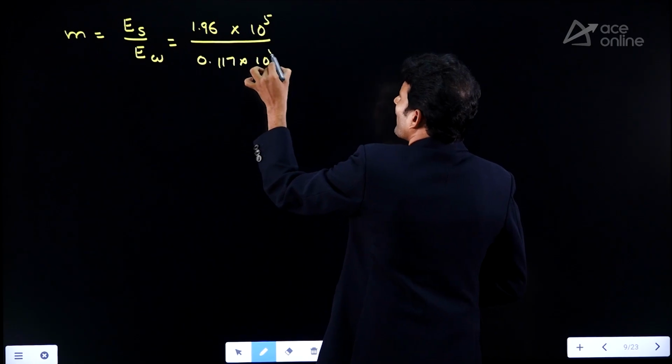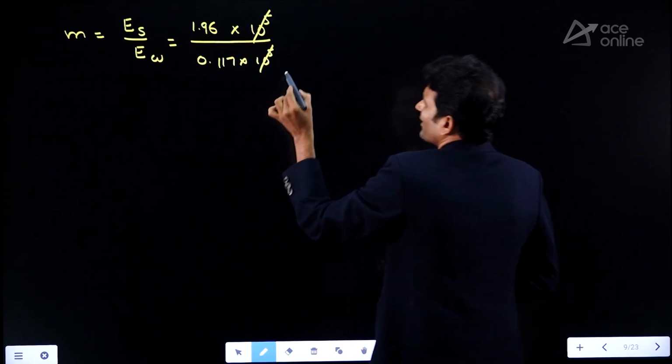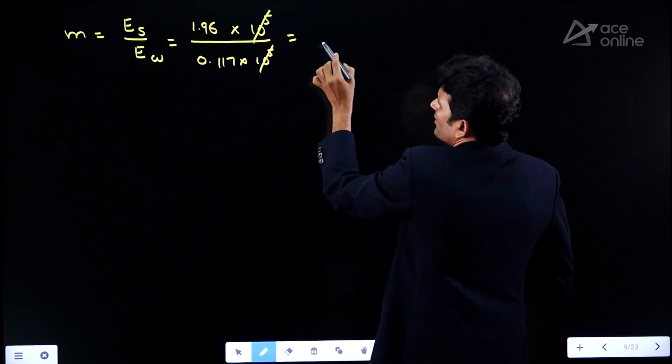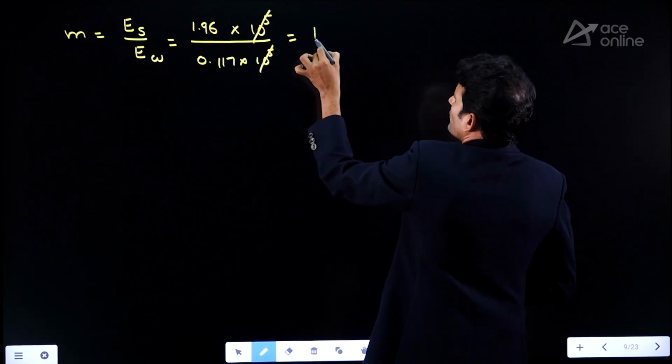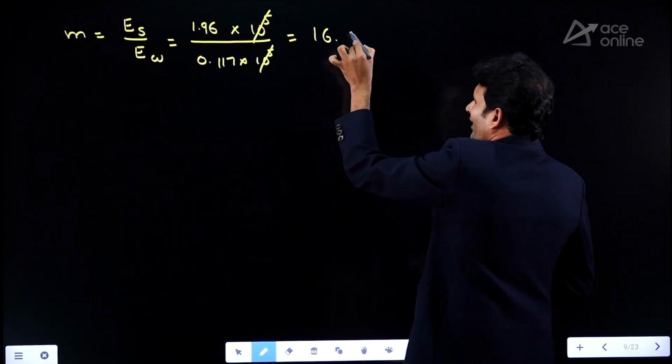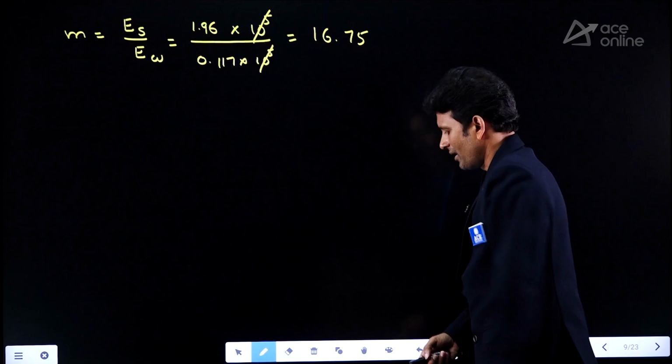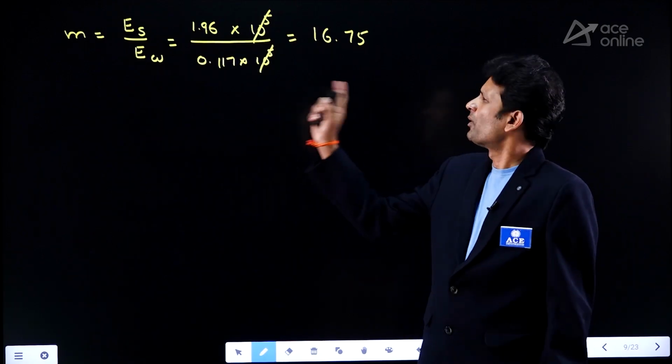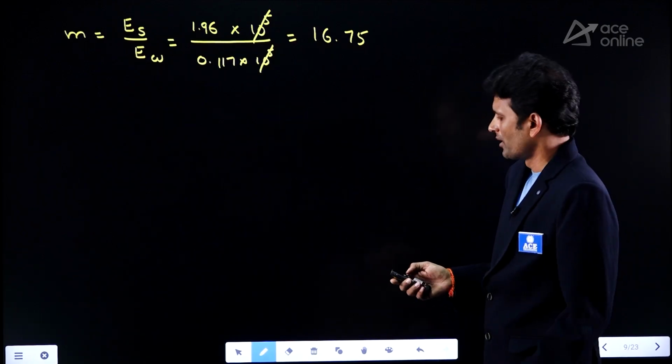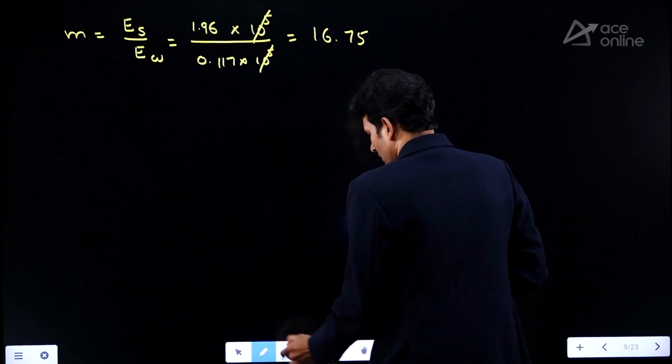Into 10 raised to 5. 10 raised to 5 getting cancelled. 1.96 divided by 0.117, it should be approximately 16.75 we are having. 16.75, that is the modular ratio we are observing. Very good. After that, what we need to do?